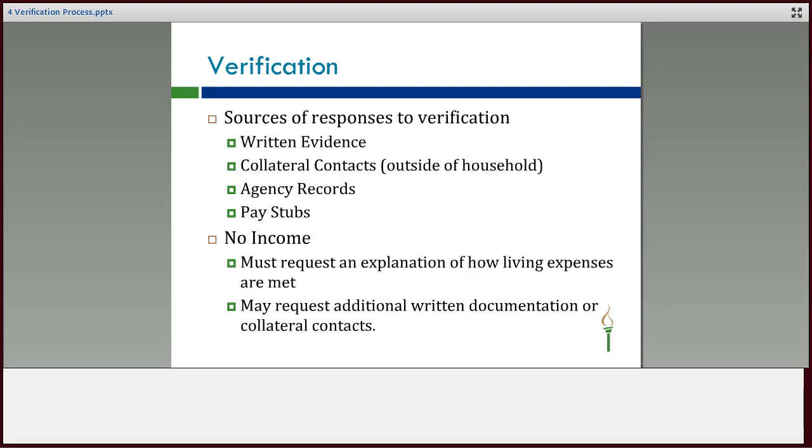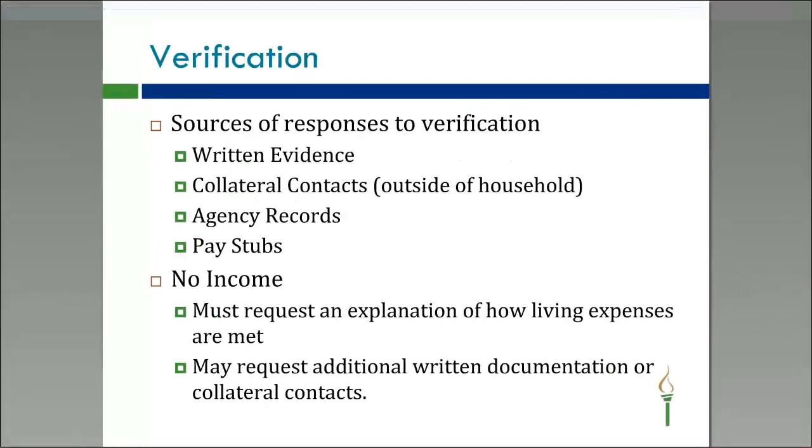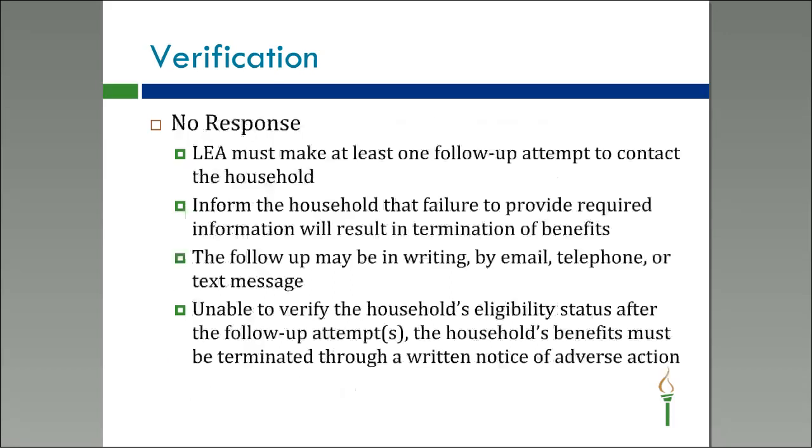Sources of responses to verification could include written evidence, collateral contacts, agency records, or pay stubs. If the household has no income that you need to verify, then you must request an explanation of how their living expenses are met. So then if they say something about, well, I'm collecting unemployment, well, then you would need to verify that unemployment because that counts as income.